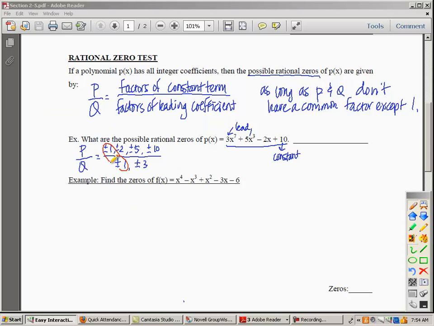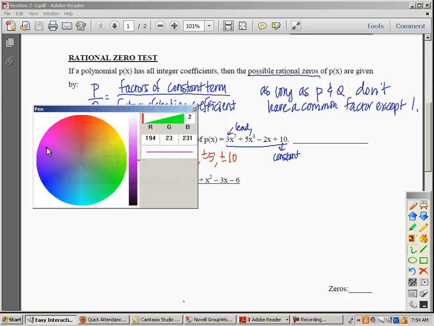So if I do 1 divided by 1, either in the positive or the negative version, I could get a positive or a -1. And if I did 2 divided by 1, I could get a positive or a -2. And 5 divided by 1 is a positive or a -5. And 10 divided by 1 is a positive or -10. And so this is the first thing. And I'm going to change my color again. Let's do the other one.